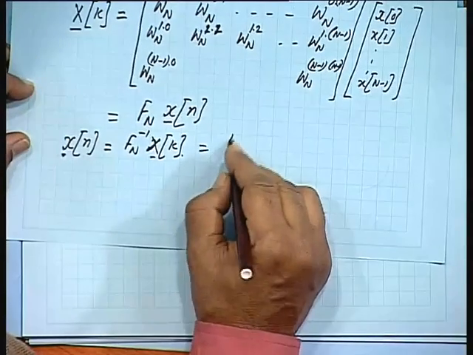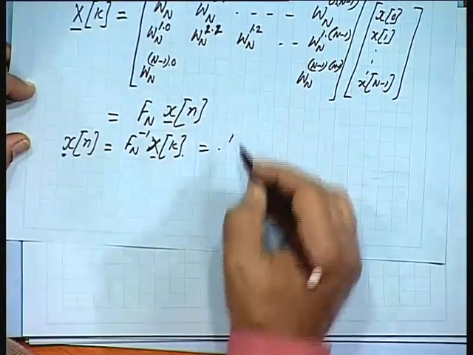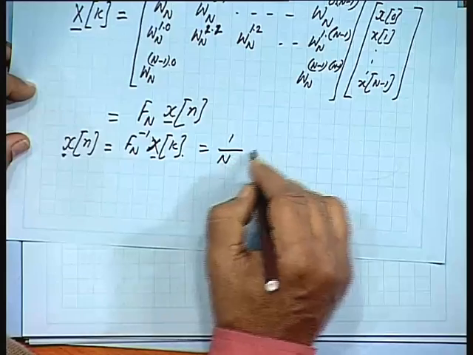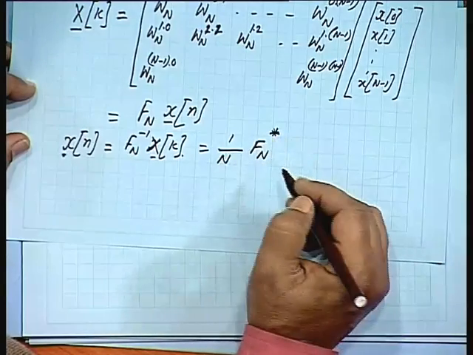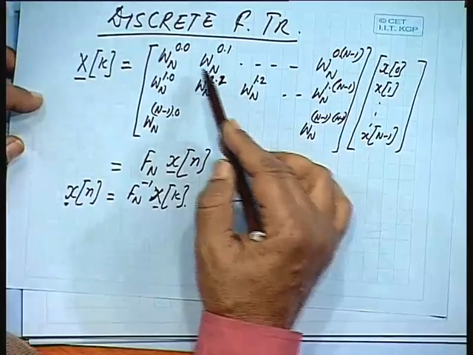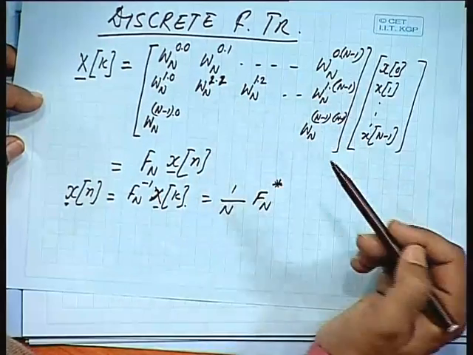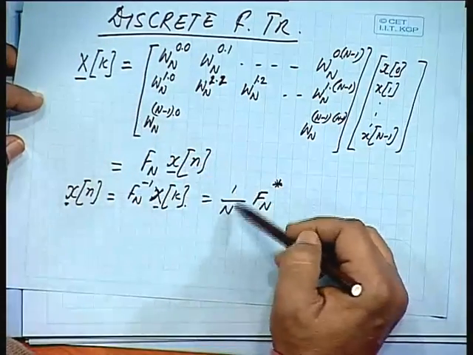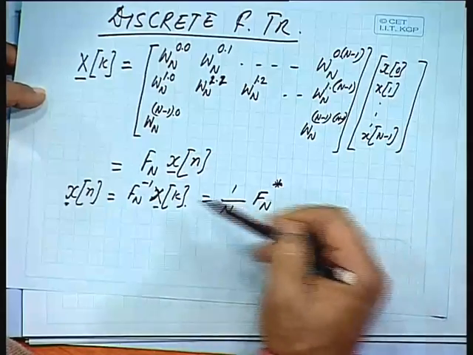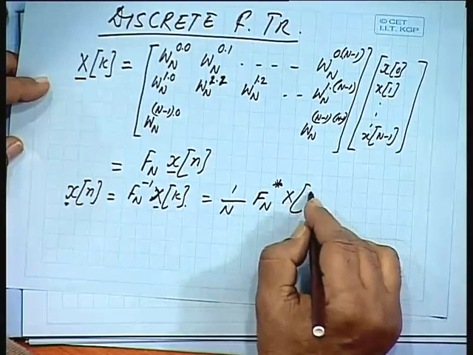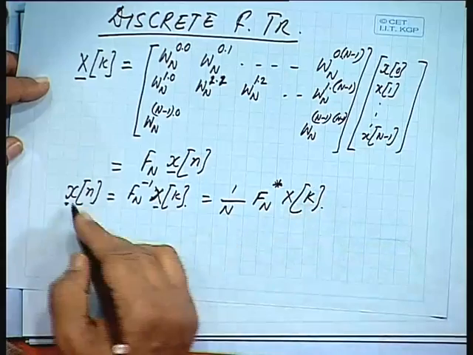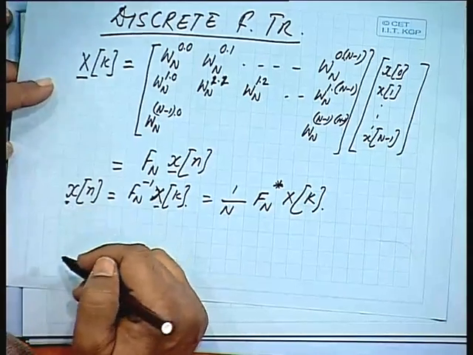which is, if you take the inverse of this matrix, you will find it will be 1 by n F_n star. That means, you take the conjugate of these complex quantities and then divide by a normalizing factor 1 by n, then you multiply by X(k), you get back the sequence x(n).